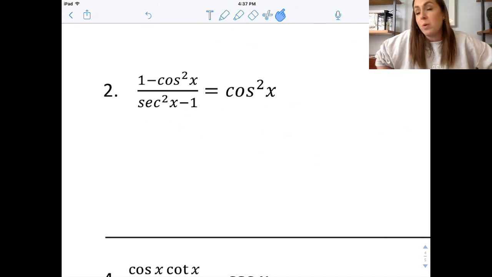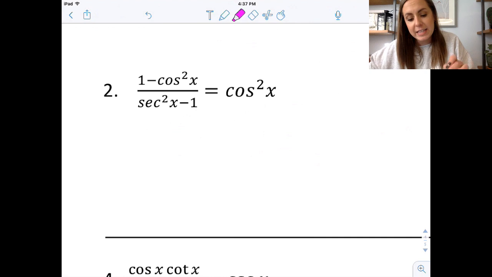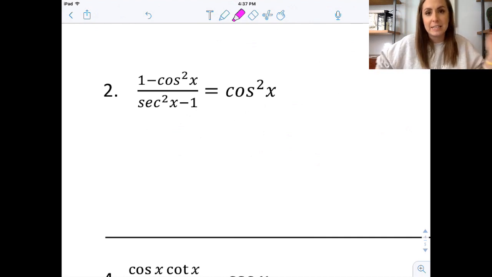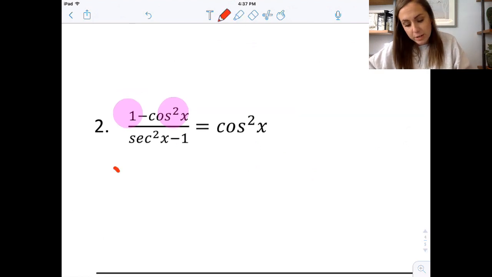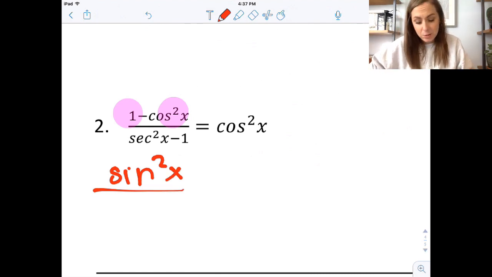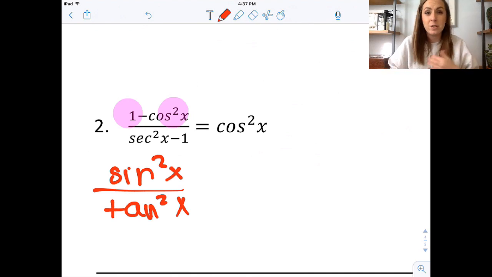And what I would say is this is where knowing your Pythagorean identities helps. I see a 1, I see a squared, I'm going to sub in what I can. So 1 minus cos squared is the same as sine squared. And secant squared minus 1 is the same as tangent squared. So now at least I can get everything in terms of sine and cosine and I have somewhere to go.